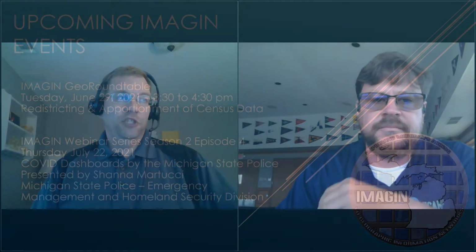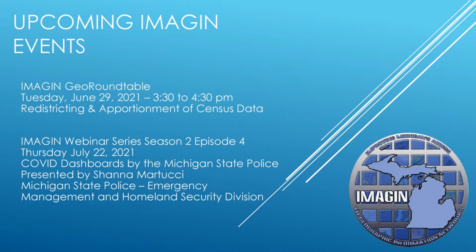Want to just mention a couple of upcoming events for IMAGIN. We have a Geo Roundtable next week, Tuesday, talking about redistricting and apportionment of census data. Many of you might be involved in that starting here this fall when the data finally becomes available, but we got to start on processing that pretty soon here. So we'll be talking about different software platforms, having an open discussion about how you might be able to leverage your GIS technology to help your apportionment committee or redistricting committee work through that process.